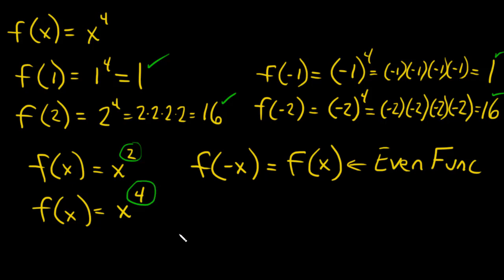2, 4, and if I did x to the 6th, it would also be even, x to the 8th, x to the 10th, you name it. As long as the exponent is even, it's going to be an even function, and it will have the property that it doesn't matter if I plug in a negative value or a positive value, I'm going to get the same answer. Okay? Now, let's move to graphing these and see what kind of strange behavior even functions have. Let me clear this and move to Desmos.